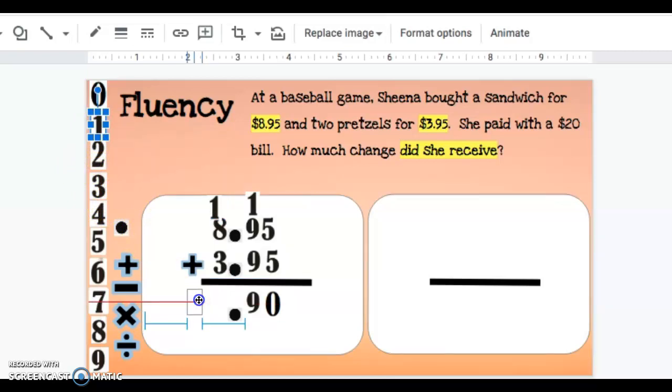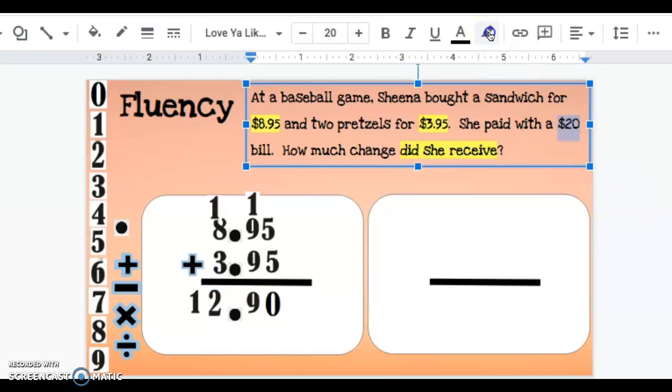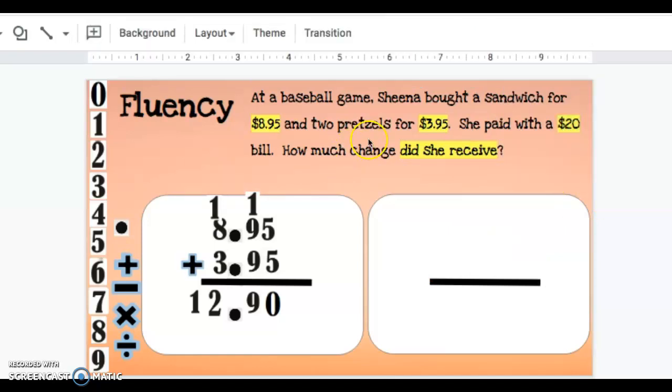So Sheena needs $12.90 in order to buy the sandwich and the two pretzels. So since she bought those two items, she needs $12.90. Well, she paid with $20. She paid the cashier $20. So she's going to get money back, because with $20, I'm going to want my change back too. So we need to figure out how much she'll get back. If you're paying with $20 and they're charging you $12.90, you're going to subtract those two from each other to figure out how much change you will get back.